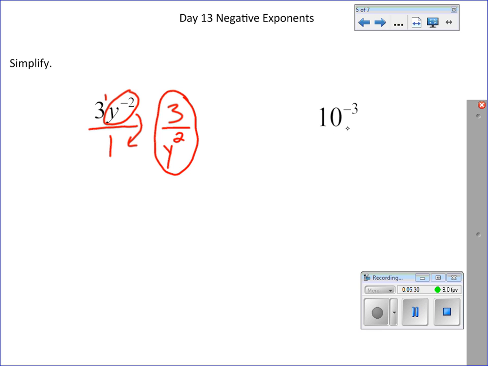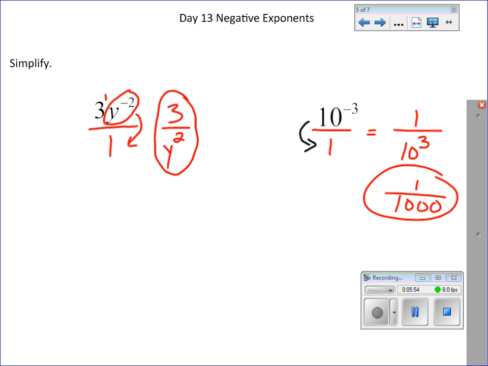We're back to having one base. We have 10 to the negative third. Again, it's a problem. We need to fix the problem. The way we fix the problem is by moving it to the bottom. We're left with nothing on top, so we keep that placeholder as a 1. And then by moving 10 to the negative third down, the exponent then becomes positive. 10 to the third power is 1,000. We can simplify it as 1 over 1,000.